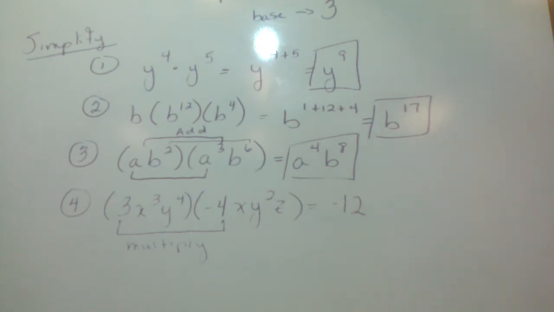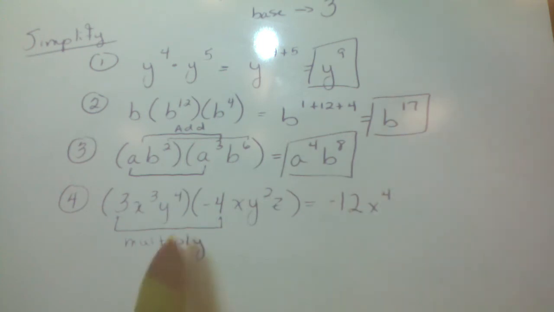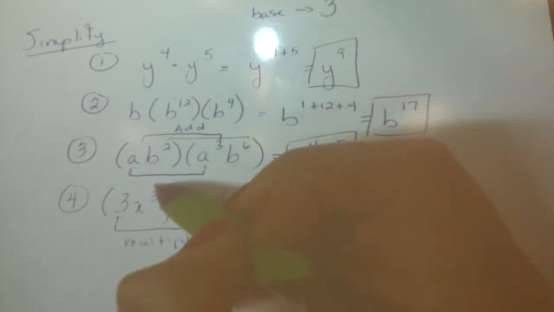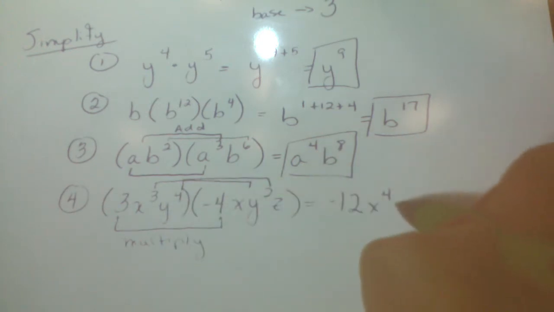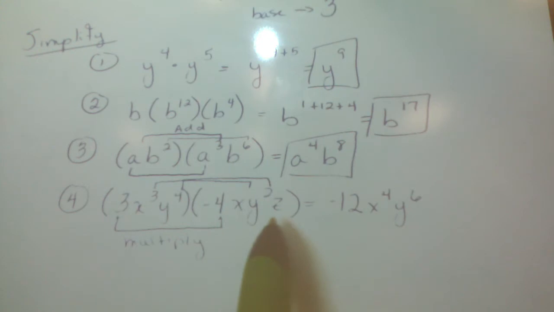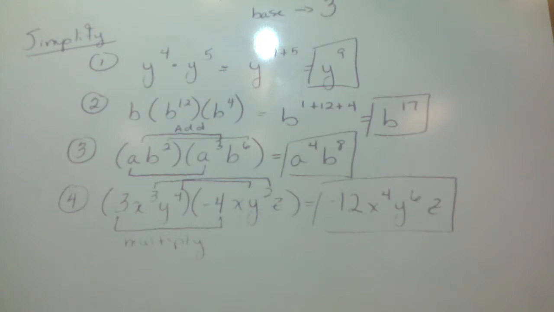Now I'm going to take a look at the x's. I have x cubed in the first parentheses, x to the first in the second parentheses, 3 plus 1, that's giving us 4. Let's take a look at the y's. Y to the 4th, y to the 2nd. Maybe I'll do these little arrows here so you guys can kind of see what's going on. So 4 plus 2, that's giving us 6. And then I've got this z over here in the second parentheses. I don't have it in the first. It doesn't matter. All that means is I'm just going to put it at the end. So it's negative 12, x to the 4th, y to the 6th, z.